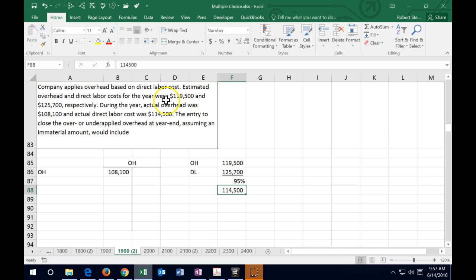So I'm going to go ahead and underline that. Then we're going to say that this equals the 95% rate times the direct labor 114,500. This is the amount that we can actually apply to the job. So that's the amount that's going to go out of, I'm going to make it a credit, it's going to go out of the overhead and apply it to the job.